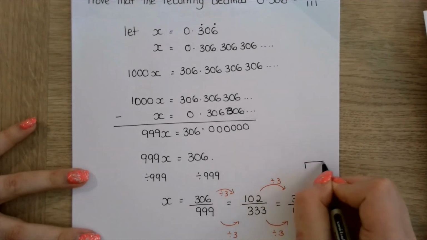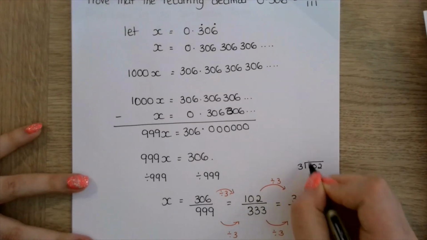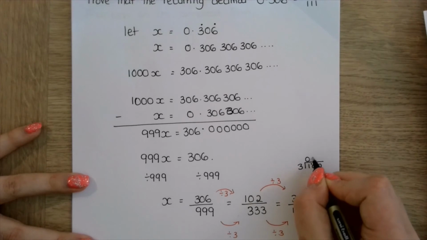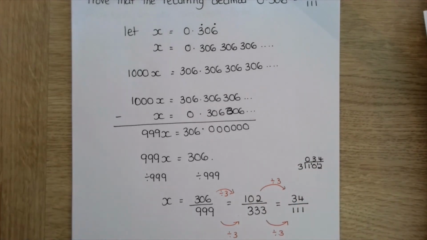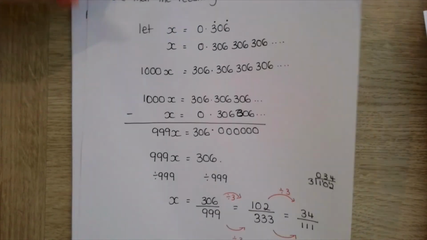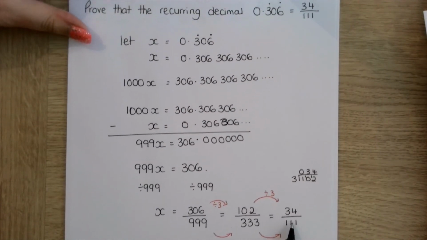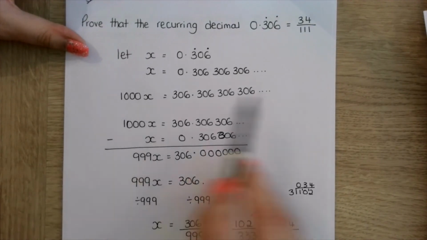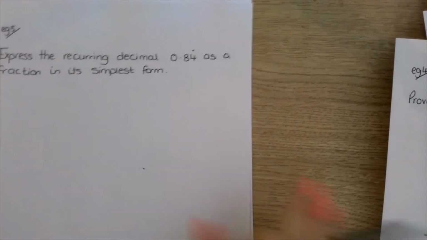Again, just do a bus stop. If you're not 100% confident, it doesn't matter. Better to do some form of working and get it right than do no working and not get it. So there we go. X is equal to 34 over 111, and that's what I needed to prove at the beginning of my question. 2 more examples to go.